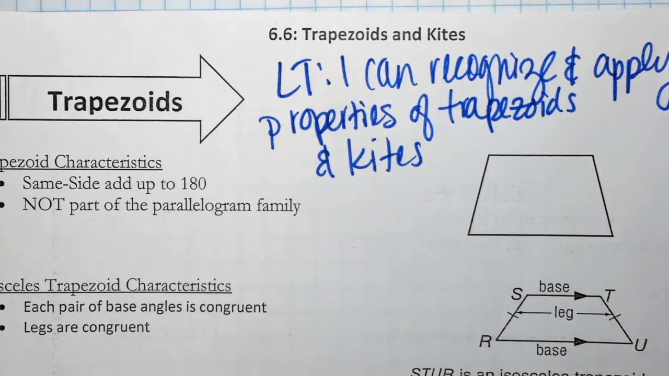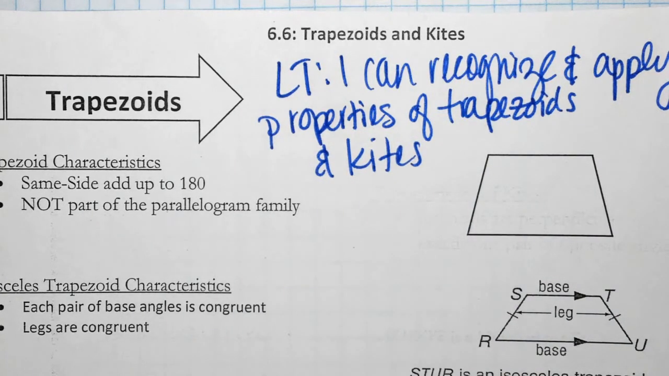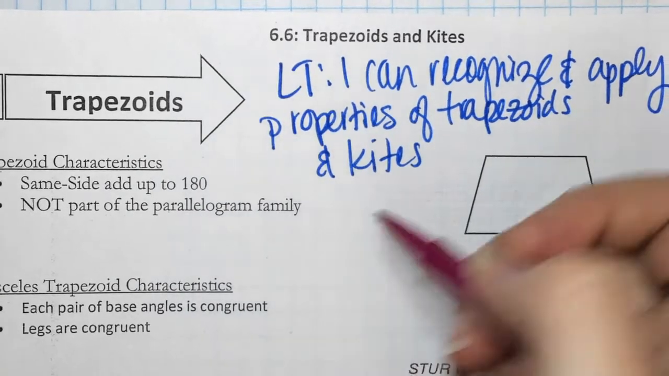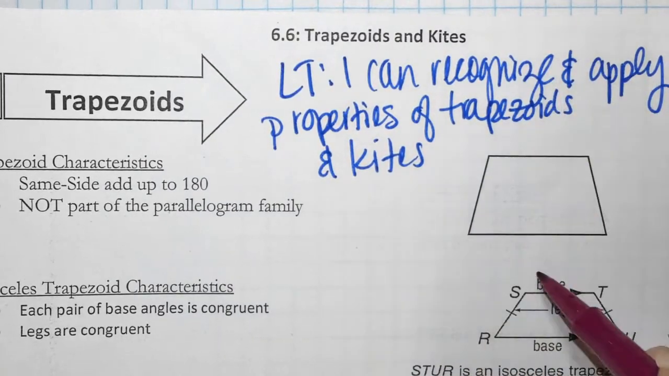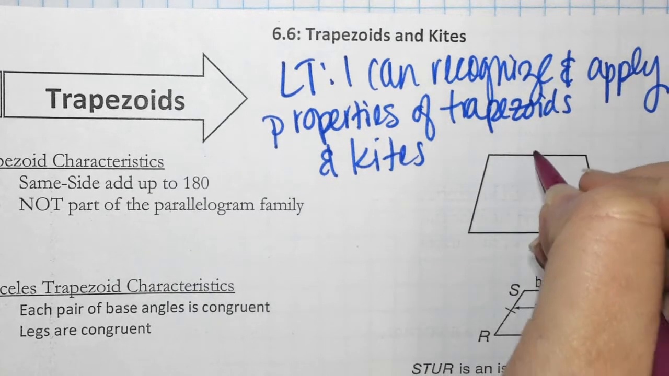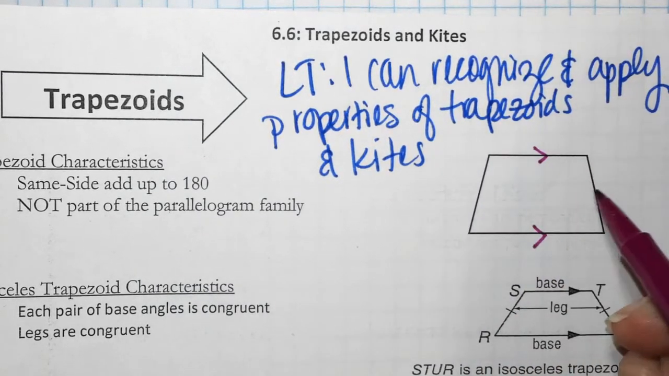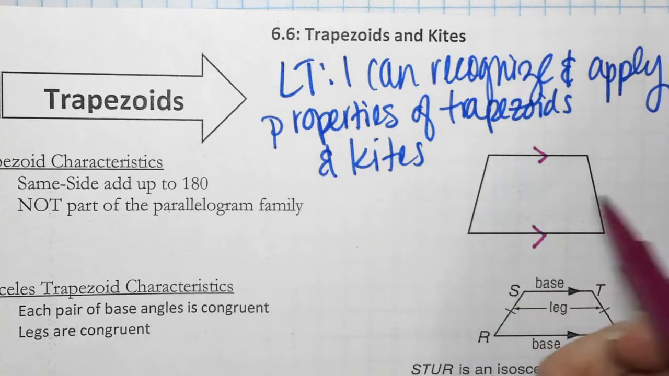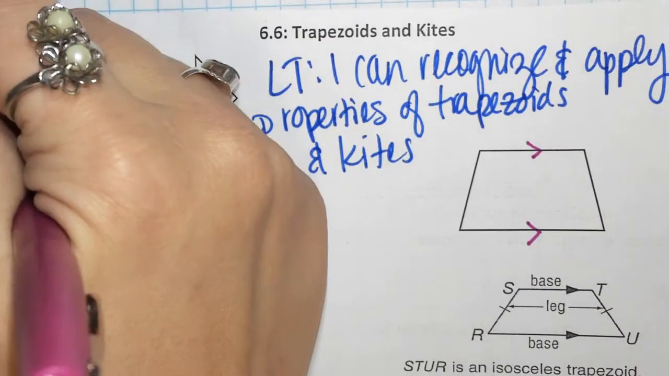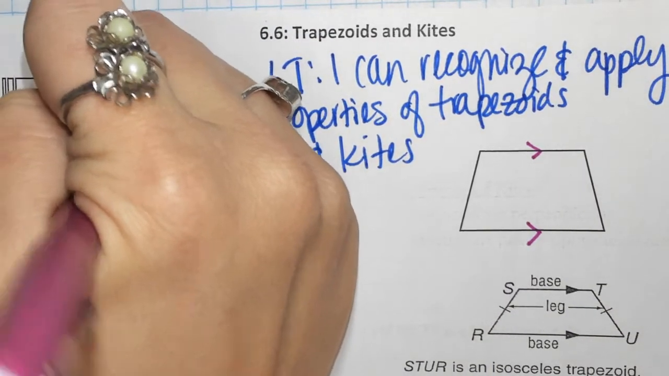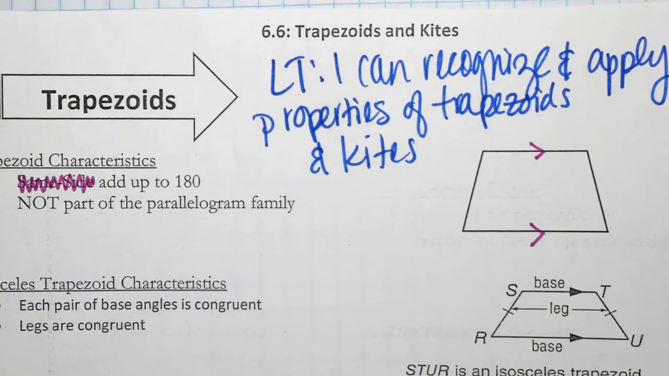All right, now trapezoids are a four-sided figure, which means it's part of the quadrilateral family. But it is not a parallelogram, because for it to be a parallelogram, opposite sides have to be parallel. Now, this top one and this bottom one are parallel, but those two are not parallel. Now, what do we use instead of the word same side? Consecutive. Good.